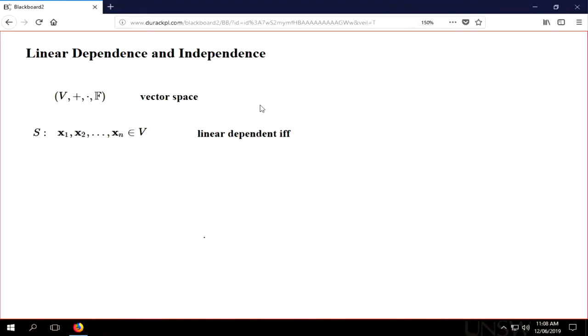I will call this set linear dependent if, it's a relatively difficult definition, but the good news is you're probably familiar with it, so it's just a revision. If I can find scalars, as many as vectors, so n scalars, such that these scalars meet two conditions or two requirements. The first one is that the following expression is positive.